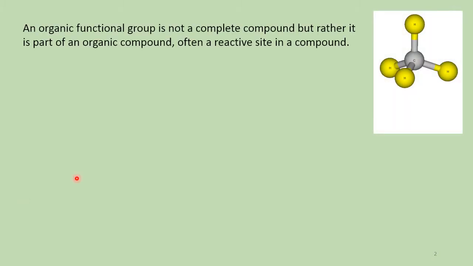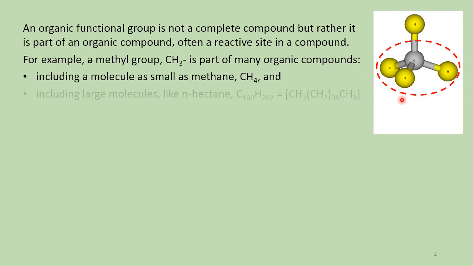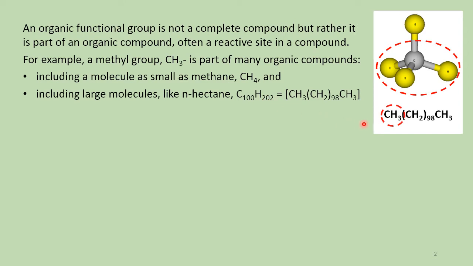So what is an organic functional group? Well, it's not a complete compound, but rather it is part of an organic compound, often a reactive site in a compound. For example, CH3 something is part of many organic compounds, including a small molecule such as methane here, and including large molecules like n-hectane, C100H202. And in this formula, the methyl group is part of that compound.